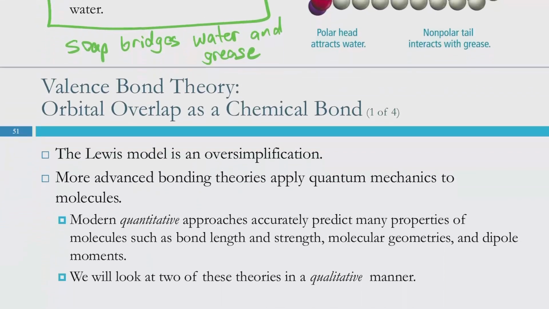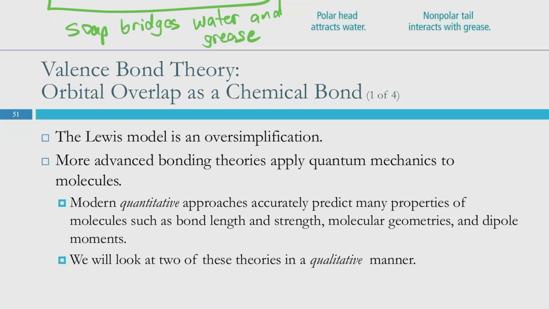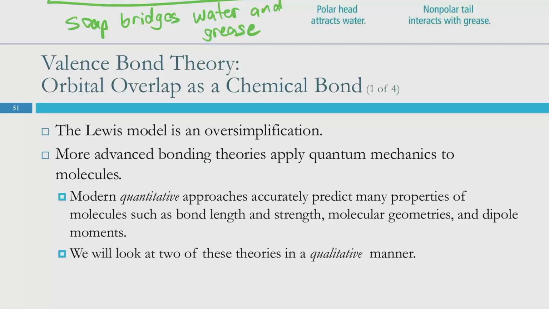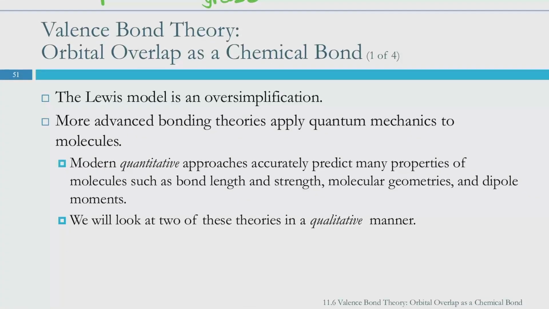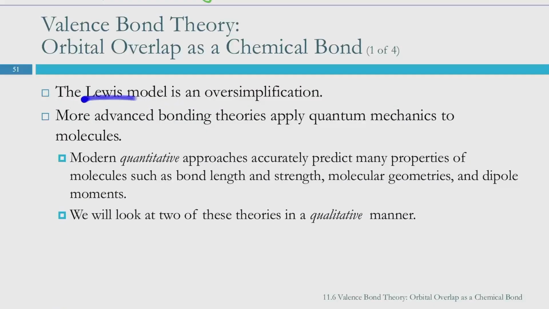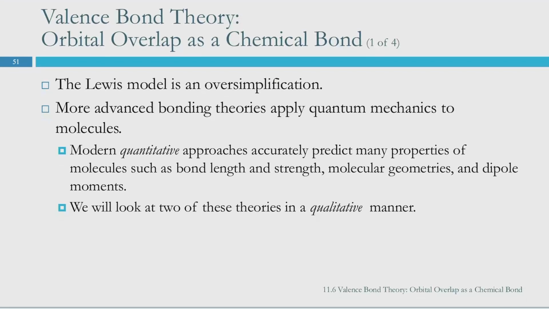All right, we are also going to get into bond theory, which we didn't really talk about very much in Chem 20. So a lot of this stuff is new, versus the polarity, which was mostly review from Chem 20. The Lewis model is an oversimplification. The Lewis theory, the Lewis structures that we were drawing, is a simplification. We can add more advanced theories in.